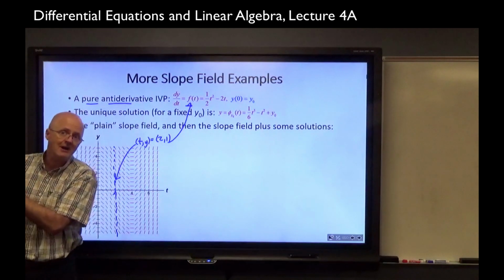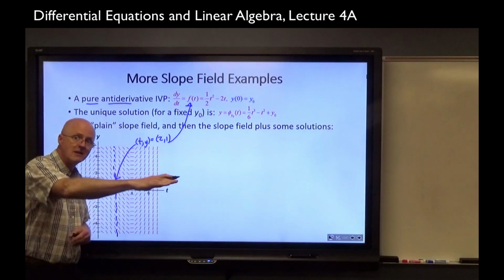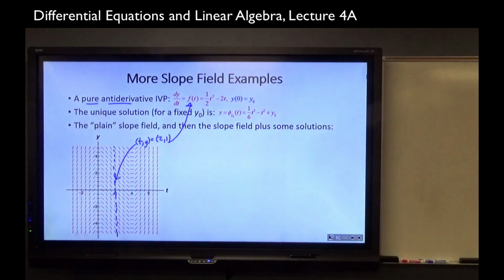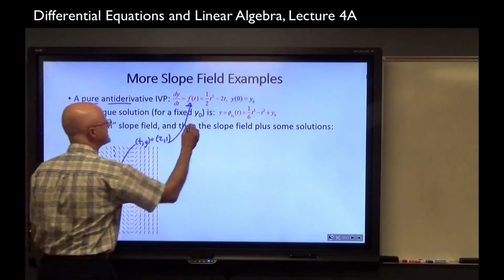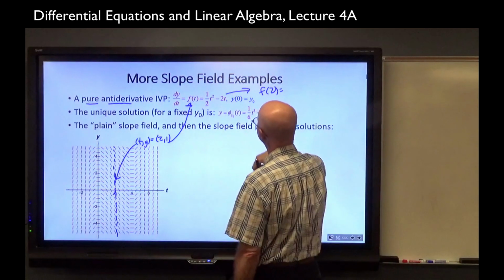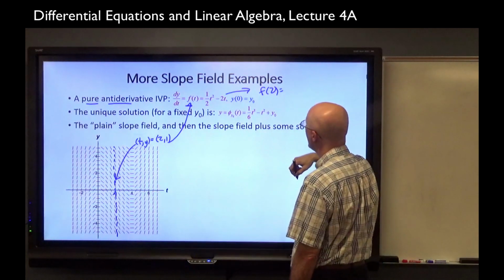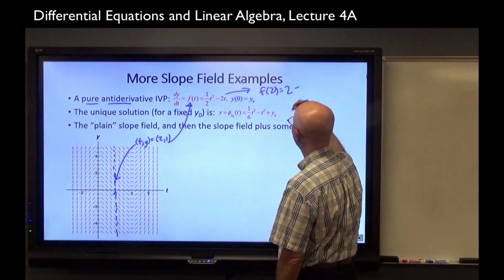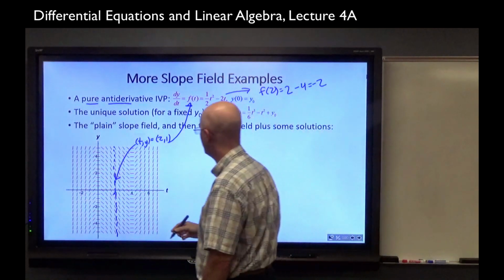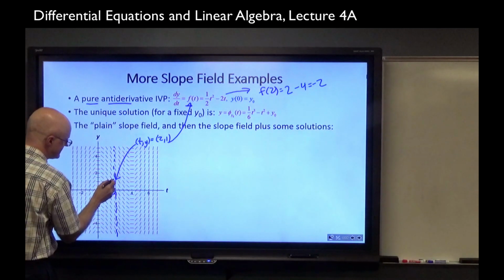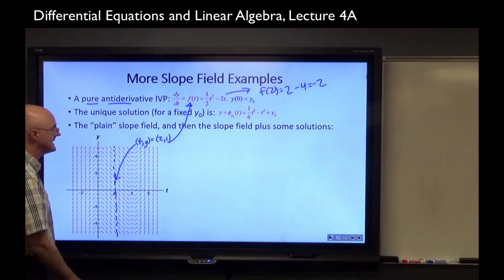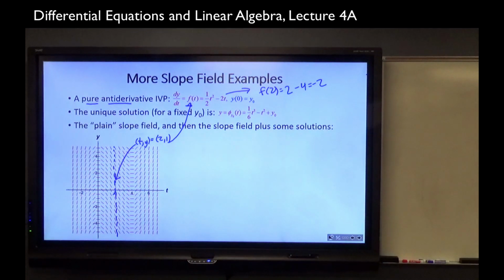Just like for the autonomous equation, when we looked on horizontal lines, they all had the same slope. What would that slope be? Plug in 2 here. F of 2 is 1/2 times 2 squared, which is 1/2 times 4 is 2, and then minus 2 times 2 is minus 4, to get negative 2. The slope of this little red line segment right there is negative 2. If you continued it, rise over run would be negative 2. And that would be worth doing.